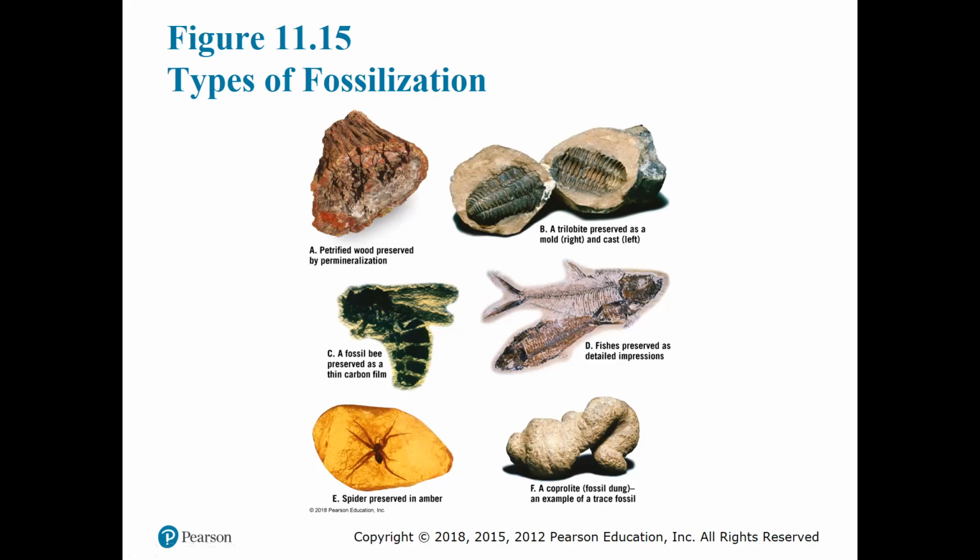And then, of course, we have amber, which was made famous in the Jurassic Park movies, where they found a mosquito encased in amber. But amber is the resin that comes from trees. And if an animal, primarily insects, gets caught up in this resin, then when it hardens, it becomes amber.